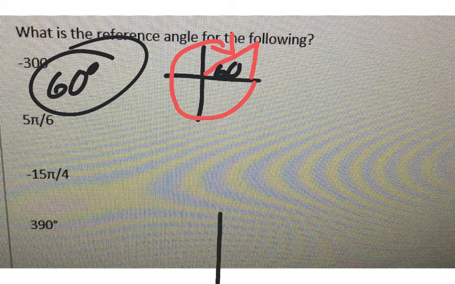What about 390? Have we done it? What quadrant is 390 in? The first quadrant? And then what's my reference angle? 30. Because I've gone 360 all the way around, and then to get to 390, I have to go another 30.